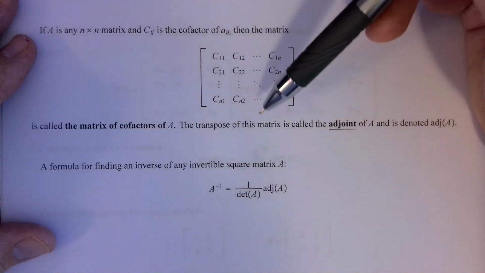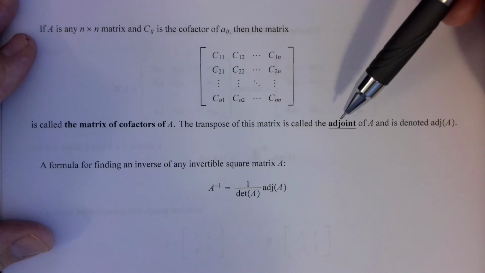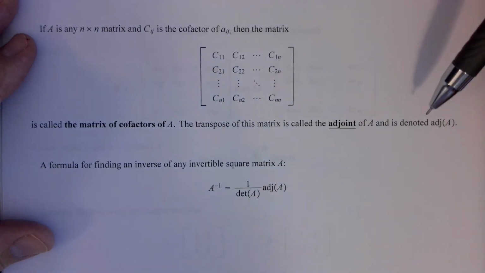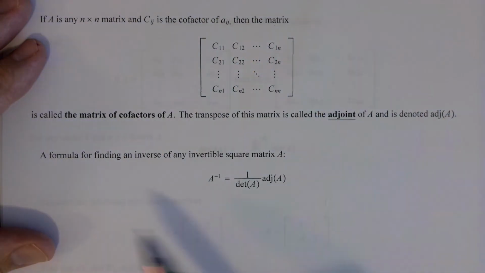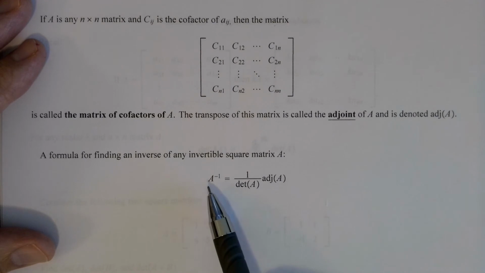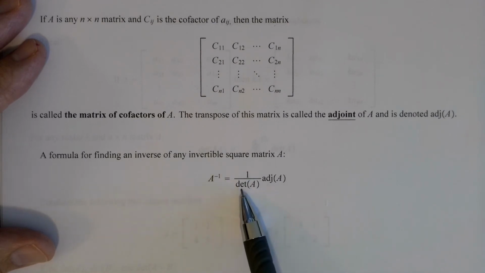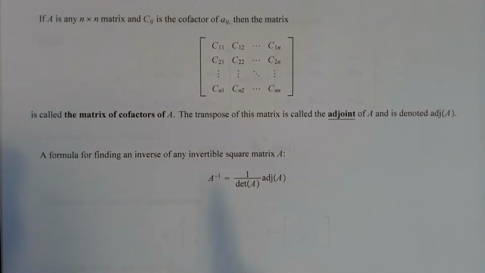And then I'm going to take the transpose of this matrix. That transpose is what we call the adjoint, and it's denoted adj. So once we have the adjoint, then the formula for finding an inverse of any invertible square matrix is this: A inverse is 1 over the determinant of A times the adjoint of A. You say, wow, that's a great formula. It's very nice.